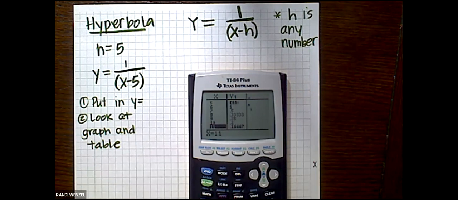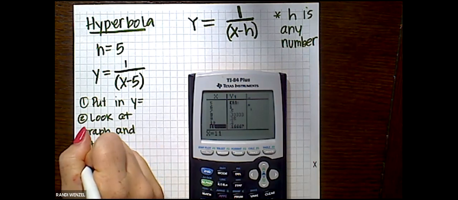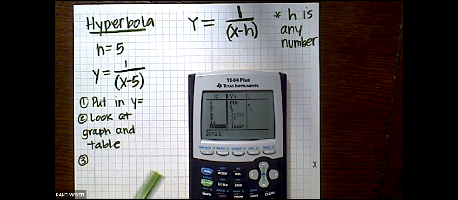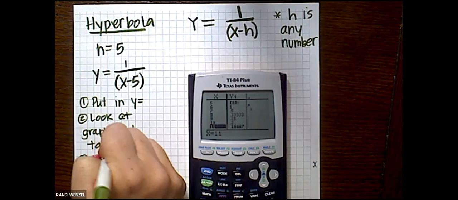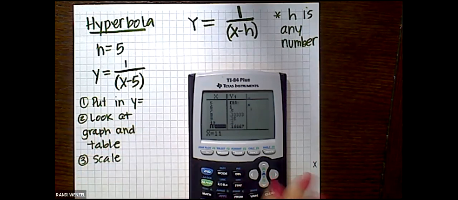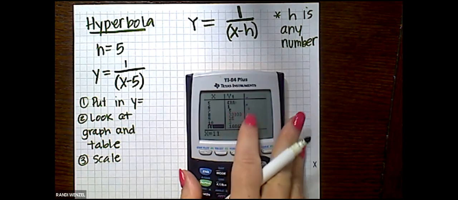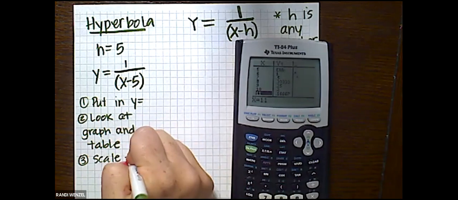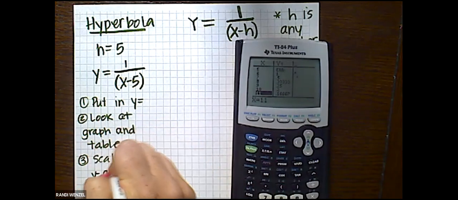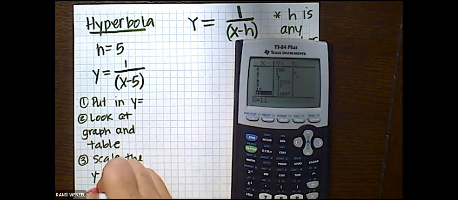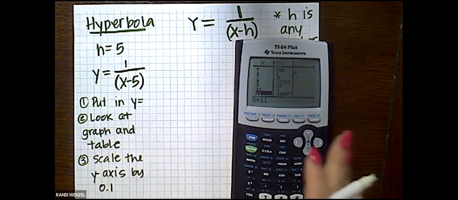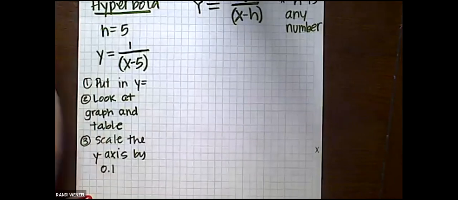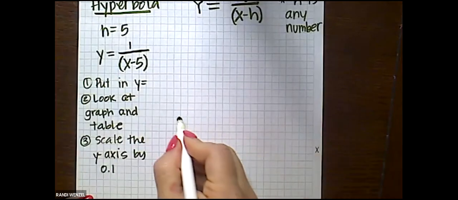So because the biggest number we have is 1, when we graph this, we want to scale our Y-axis in something smaller than 1 so we can get a good picture. Because we have numbers like 0.2 and 0.5, I'm going to scale by tenths or 0.1. So I'll show you how that looks. I'm going to set this up.